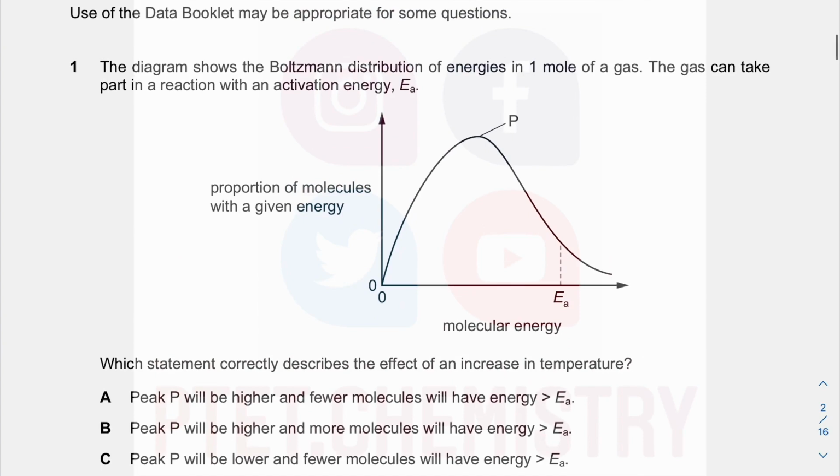So let's get started with this first question. We have a Maxwell-Boltzmann distribution, for 1 mole of gas. As we know, the Maxwell-Boltzmann distribution shows us the distribution of molecular energy, and on the y-axis it tells us the proportion of molecules with a given energy against energy on the x-axis. The gas can take part in the reaction with activation energy EA as labeled.